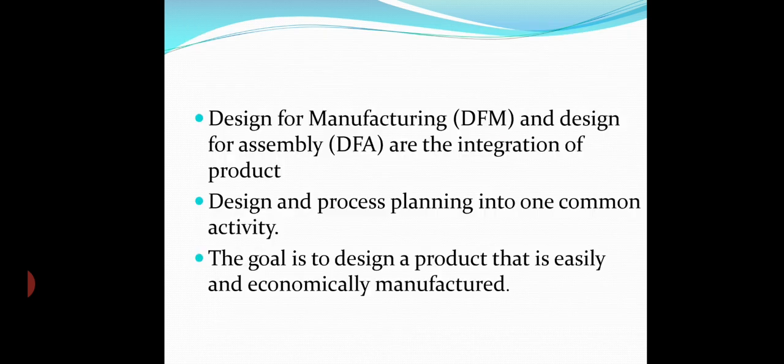The advantages of DFMA: design for manufacturing and design for assembly, or the integration of the product design and process planning into one common activity. The goal is to design a product that is easily and economically manufactured. Next advantage, 20% saving while choosing materials, 30% saving in the assembling process. It's a concurrent approach because it integrates both design and manufacturing activity. The design engineer should know the manufacturing activity also, and the manufacturing engineer should know the design activity also, because it's a concurrent approach.